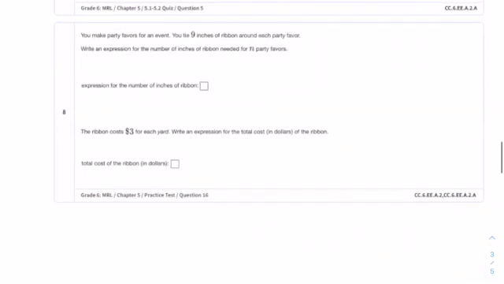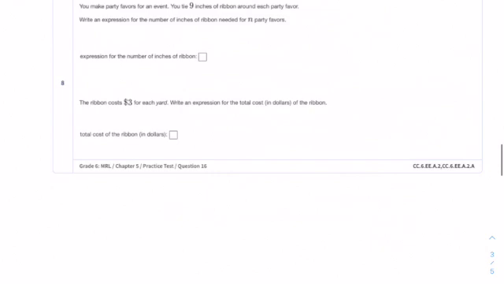Okay, number 8. So this one is kind of a doozy. So let's take our time with it. You make party favors for an event. You tie 9 inches of ribbon around each party favor. I'm just underlining that because it's probably going to be important. Write an expression for the number of inches of ribbon needed by n party favors. So it doesn't actually tell me how many party favors I'm making.